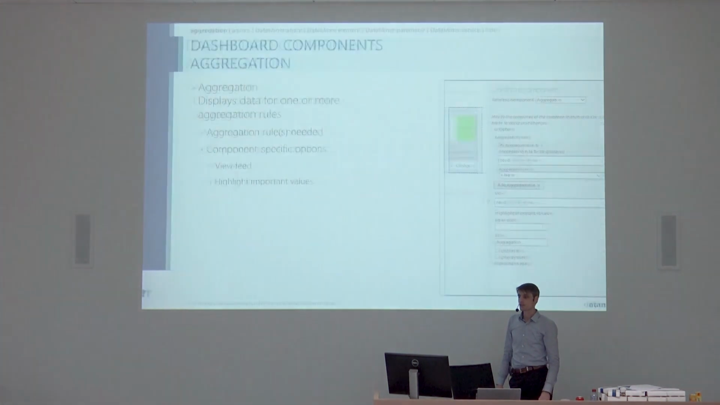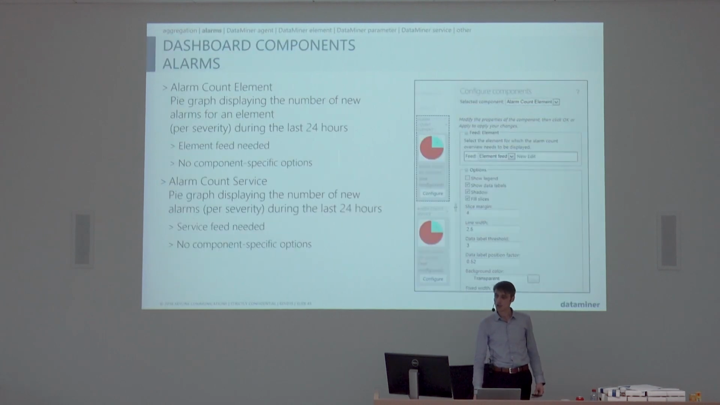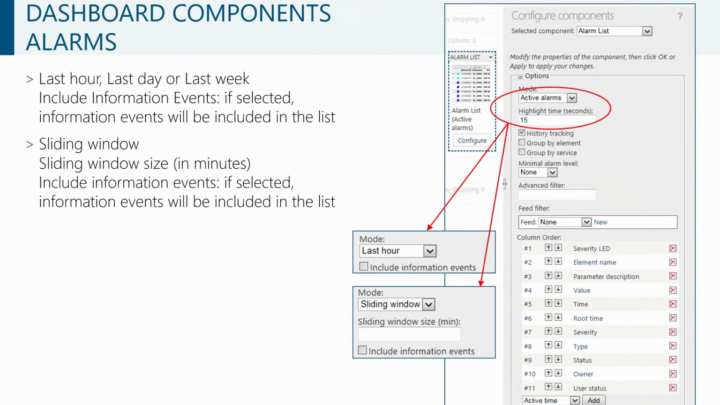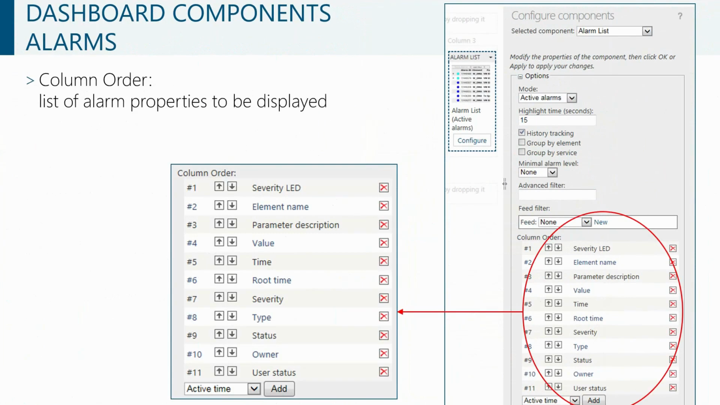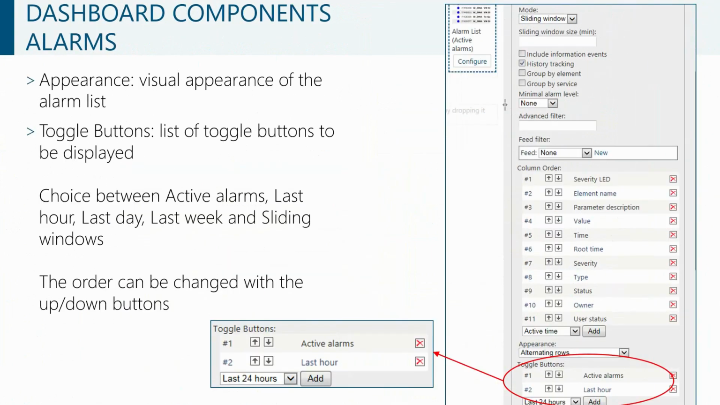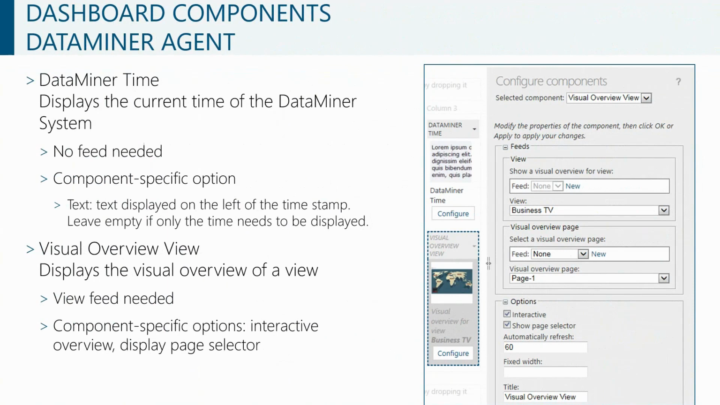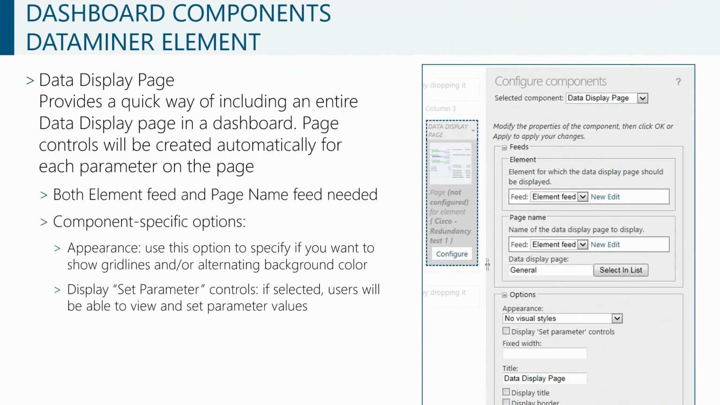Then there's a whole series of examples. I'm not going to go through all of them. Aggregation components, alarm lists with a whole bunch of tab page controls, history alarms, sliding windows. You can choose the columns. Many things are possible. Visual overview components as well. Remember the visual overviews, you can take a snapshot, add it as a component in there. That's a nice one to add as well.